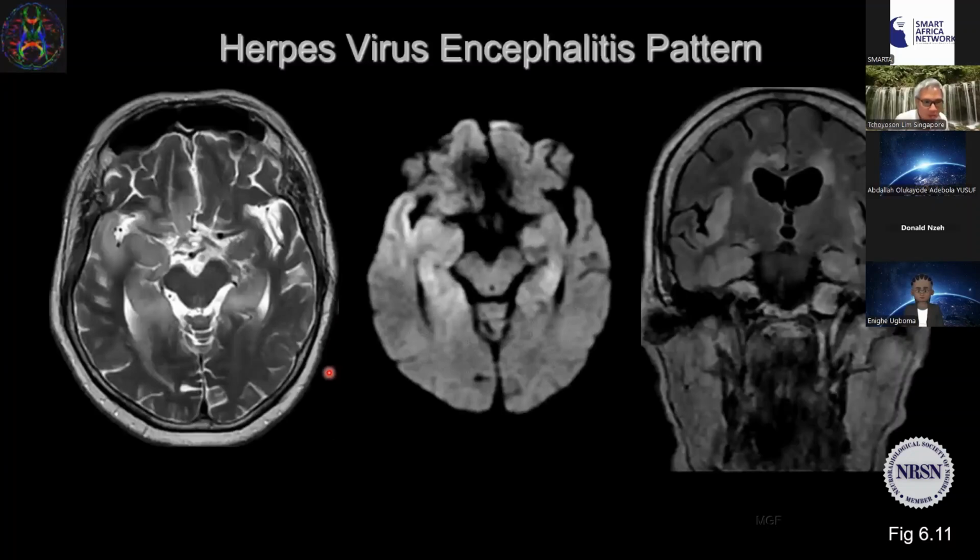the abnormality typically shows high signal intensity on T2 weighted MR images and FLAIR. You can see straight away that the FLAIR is much better at delineating the high signal that affects the hippocampus and the temporal lobes, the insular cortex, and sometimes the inferior frontal cortex and the cingulate gyrus.